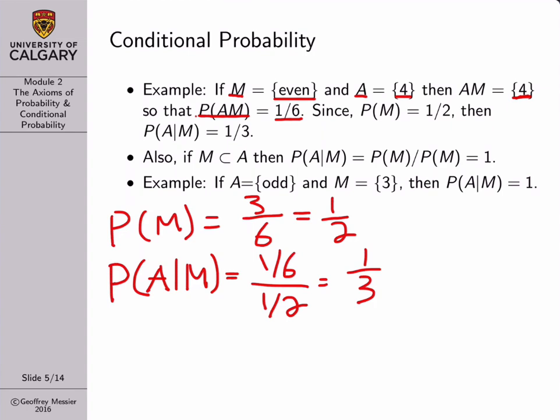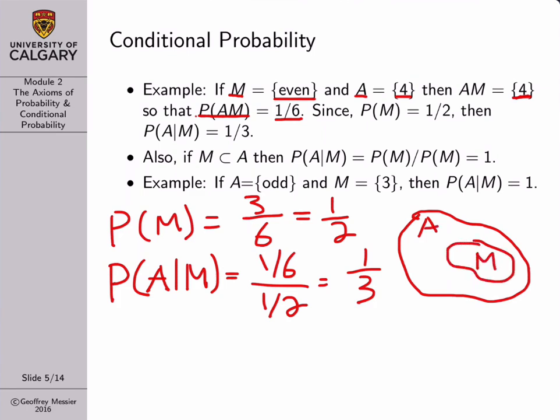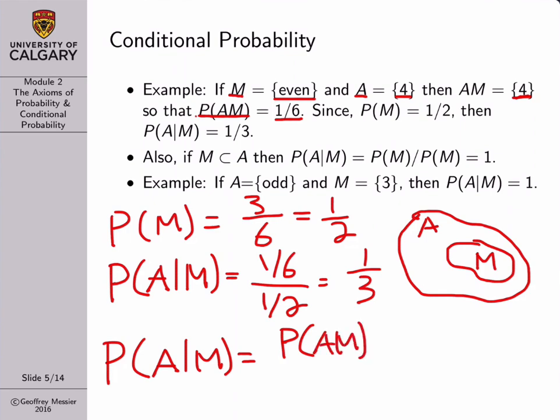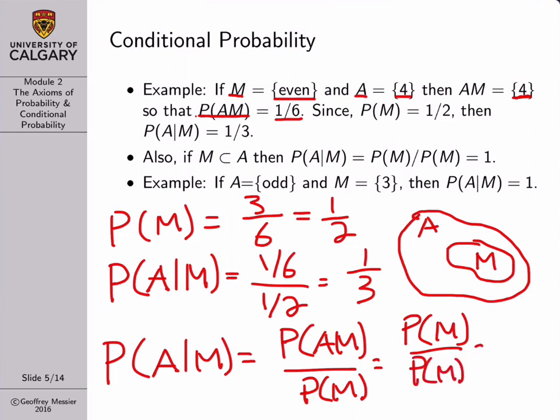Now, we can have another example, which is probably a bit trivial, but it still continues the point. What happens if A and M look like this, where M is a subset of A? Then the probability of A given M is equal to the probability of AM over the probability of M, which is, in this case, the probability of M over the probability of M, which is equal to 1.